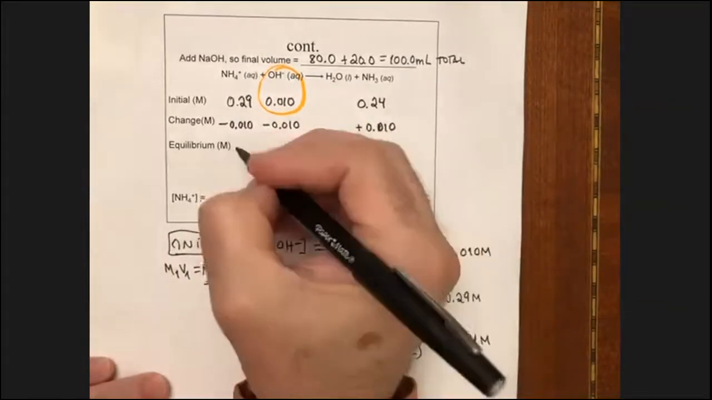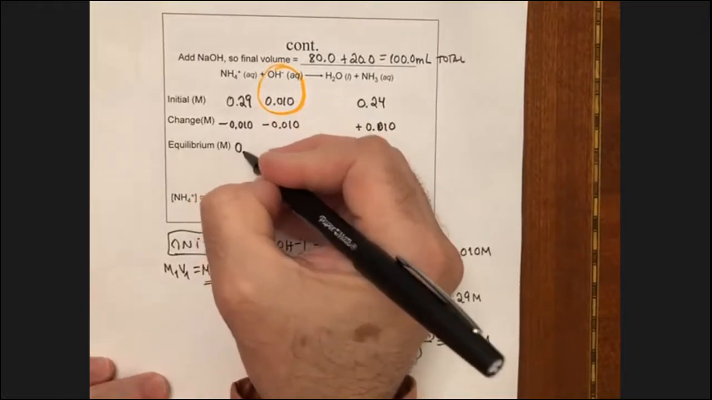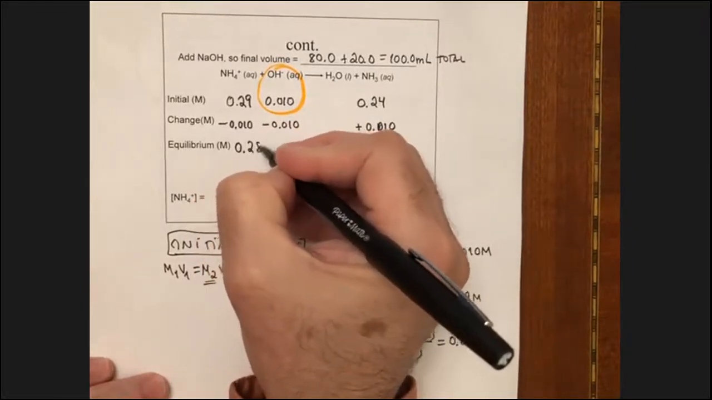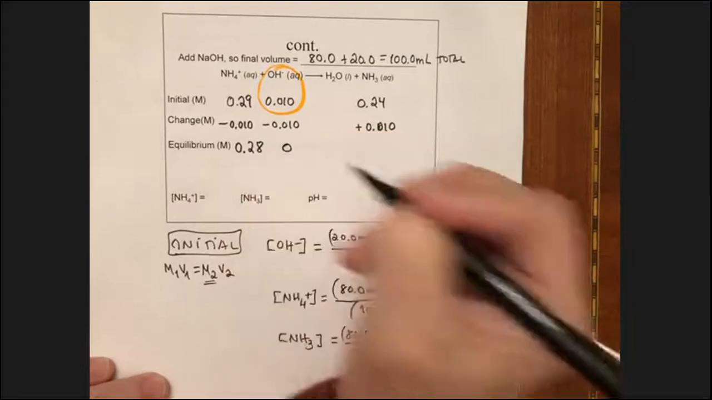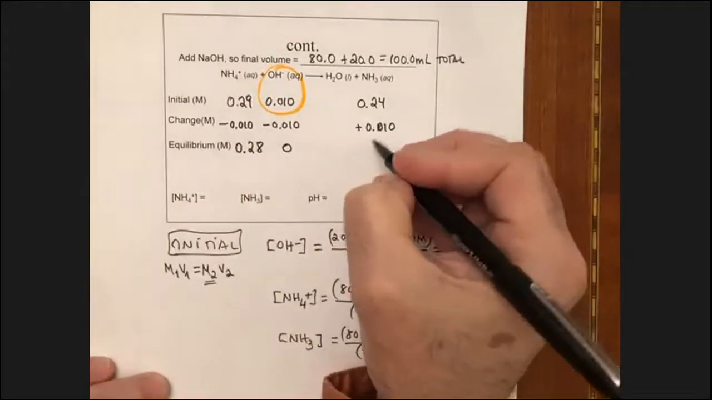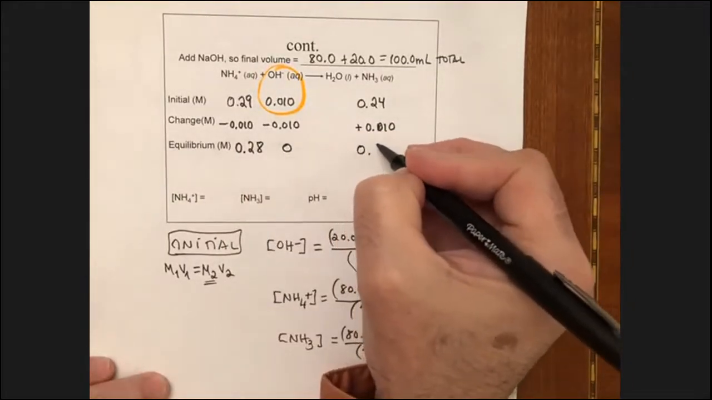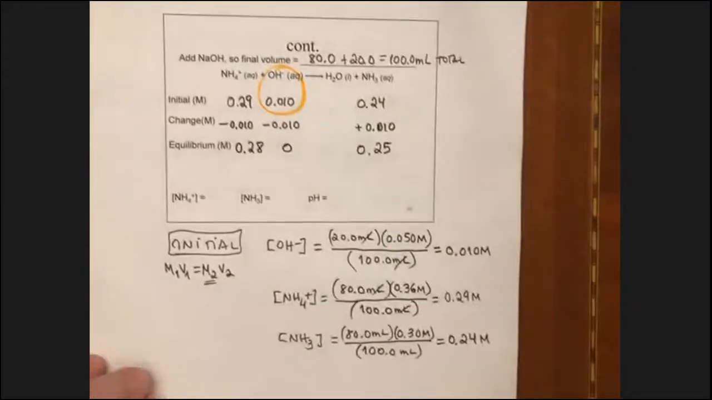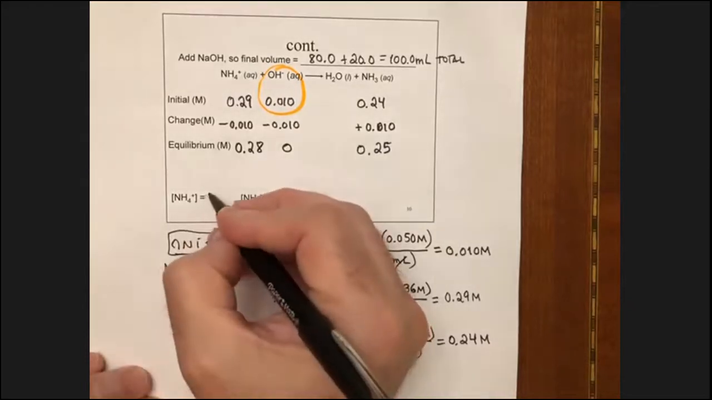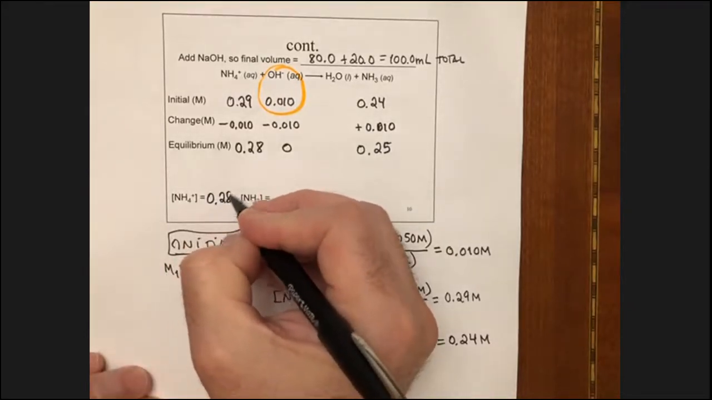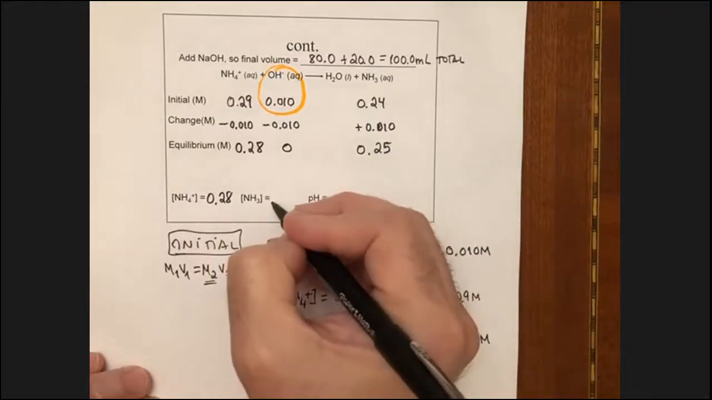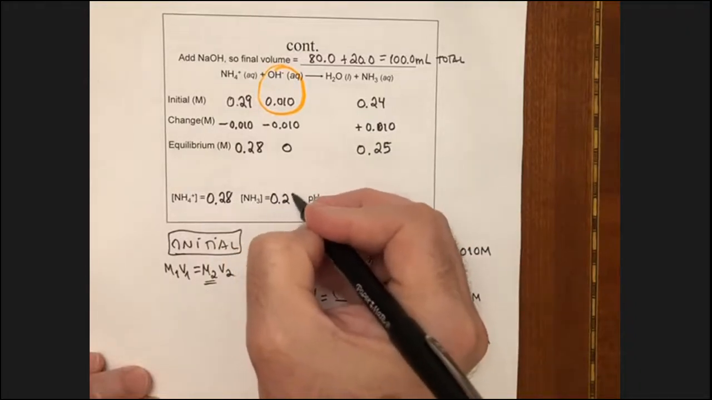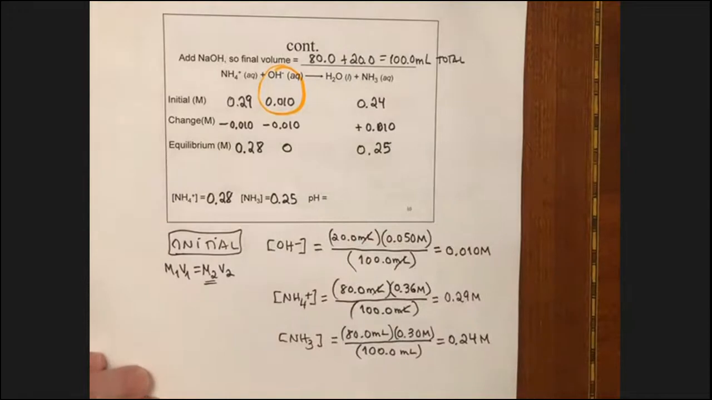So let's do the math here. You can do that without a calculator. This will be 0.28. This will be 0 left over here. And this will be 0.25. So in other words, ammonium is 0.28 and ammonia is 0.25.